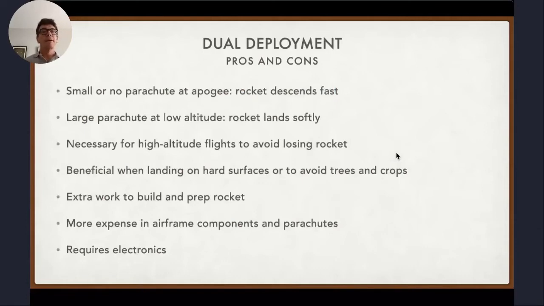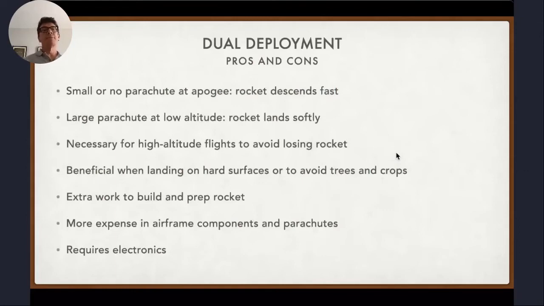But with dual deployment, you can avoid the trade-off between a large parachute for a soft landing and a small parachute for quick descent, because you can have both. So why would you want a large parachute? Well, if you're flying on hard surfaces, like the desert in particular, these are very hard on rockets. The other thing is if you have a heavy rocket, you probably want a larger parachute, because heavier rockets, more mass, hit harder even at a certain speed. So it's just nicer to have a larger parachute for the very last bit.